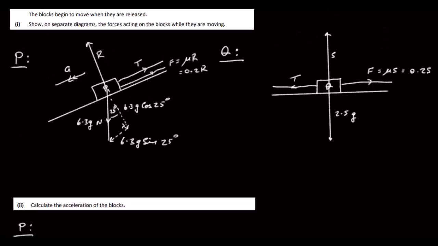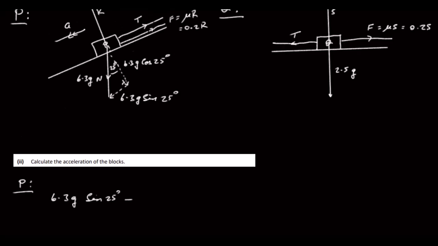Calculate the acceleration of the blocks. Okay, so we're going to look at these separately first of all. So we're going to look at P first. If we look at P, P is moving down the slope. So the only force acting downwards is 6.3 g sine 25. So let's write that down. So we have 6.3 g sine 25 degrees.